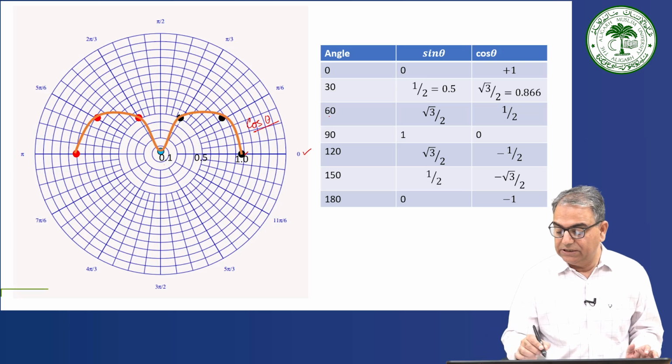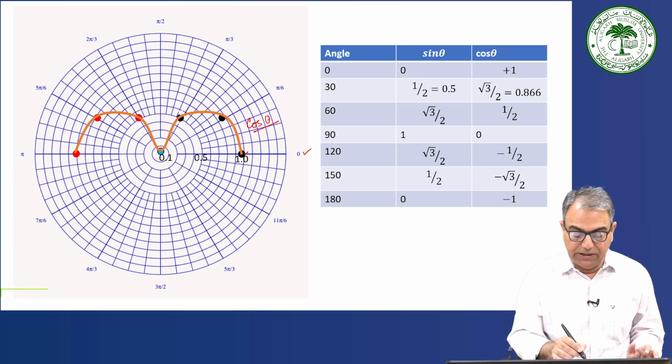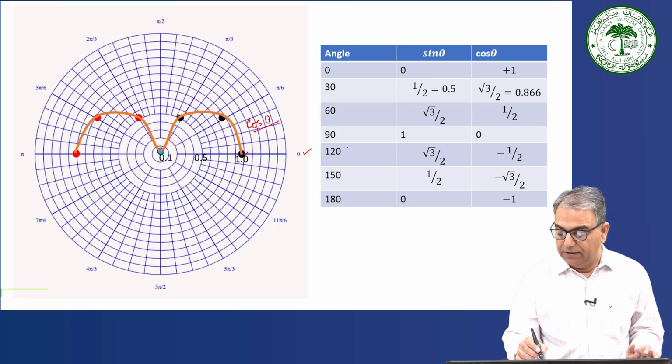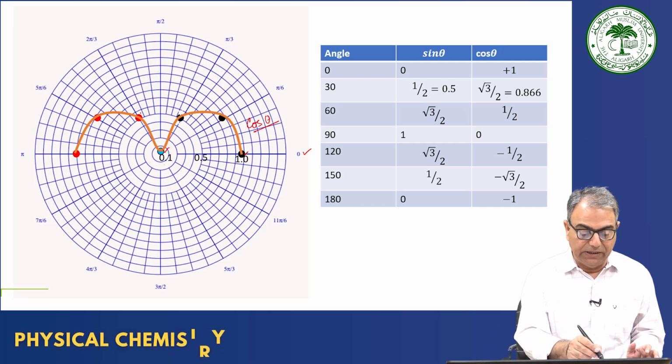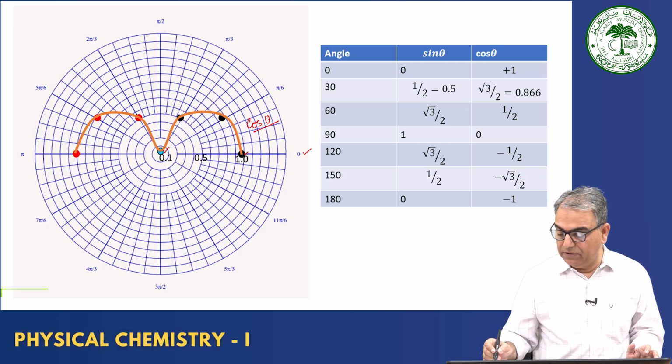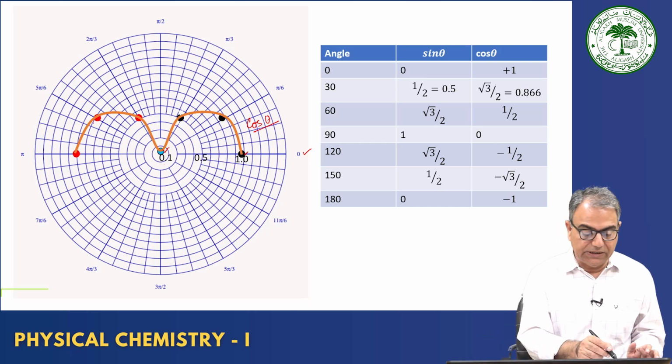Then you have 60 degrees, 1 by 2. So 60 degrees is 0.5, 1 by 2. Then you have 90 degrees, it is 0. So at 90 degrees it is 0. Then you have minus 1 by 2, so minus 1 by 2 here. Then again the same function is repeated: minus root 3 by 2 is again minus 0.866, so it will be here, and again minus 1 here.